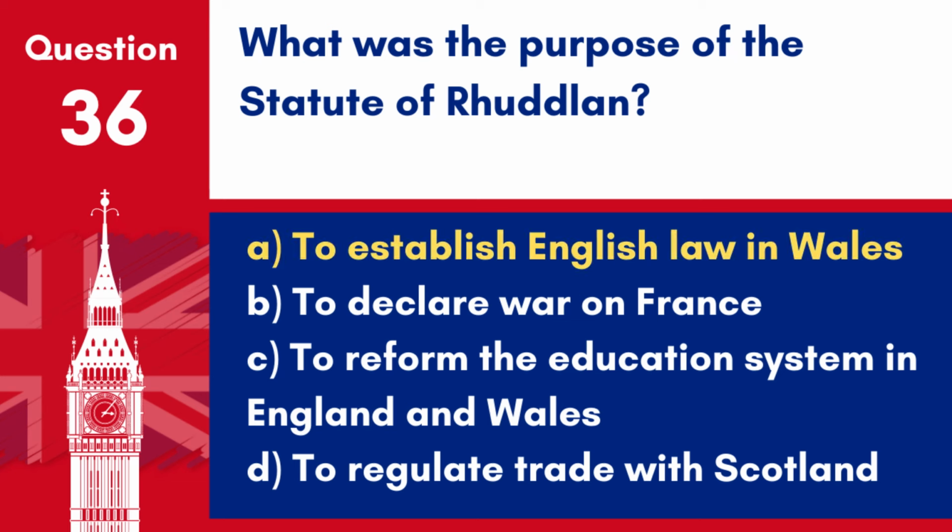Answer. A. To establish English law in Wales. The Statute of Rhuddlan, enacted in 1284 after the conquest of Wales by Edward I, was instrumental in establishing English law and administration in Wales, effectively annexing it to England.